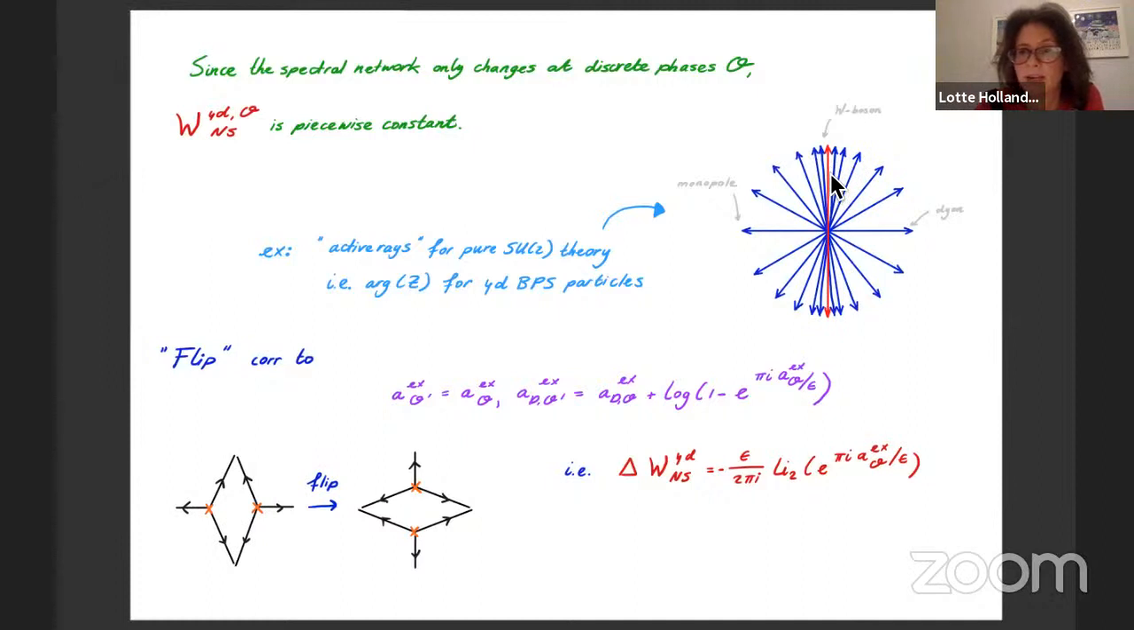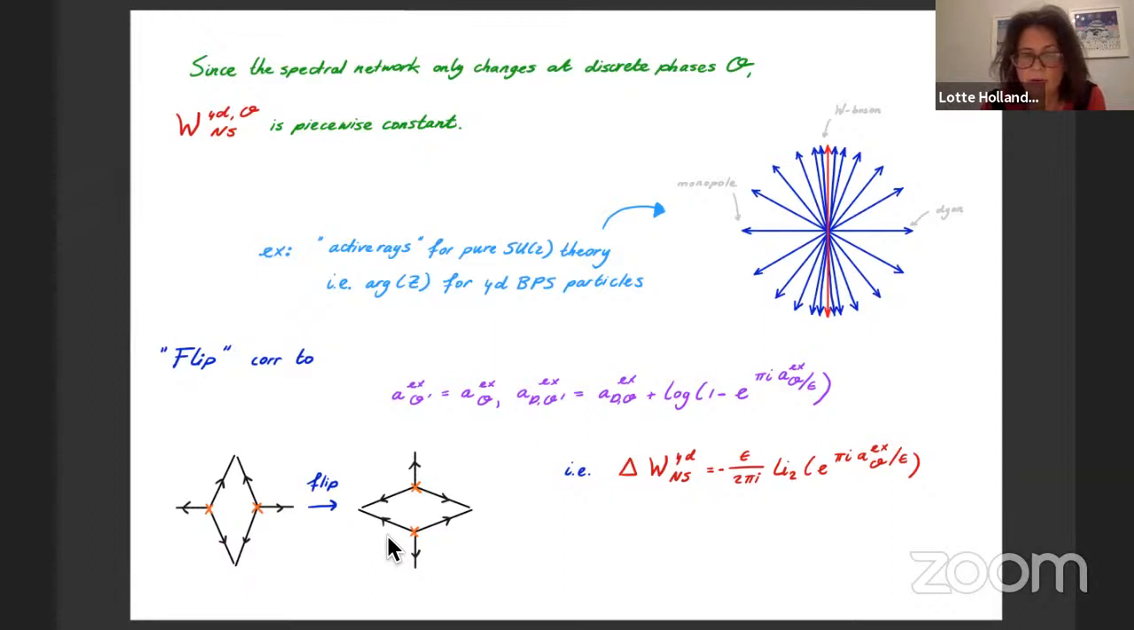At phase pi over 2, that corresponds to the phase of the W boson, whereas there are also phases where the monopole and the dyon appear. Right, so how does this generalized object transform if we cross one of these active rays? Well, the generic active ray corresponds to a flip of the spectral network, which means that the spectral network changes in the way that I've illustrated here.